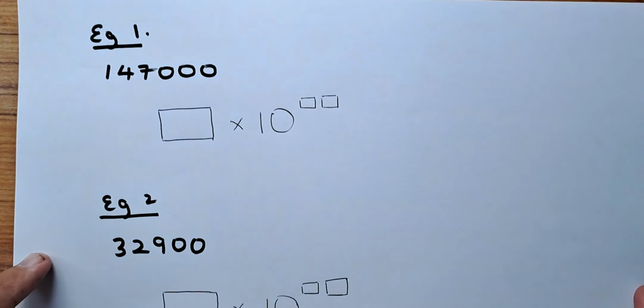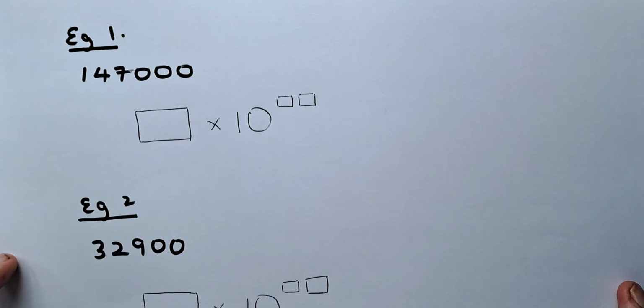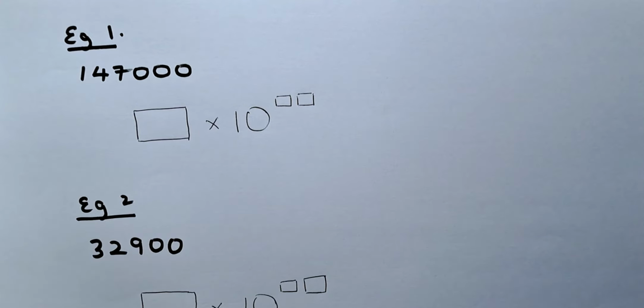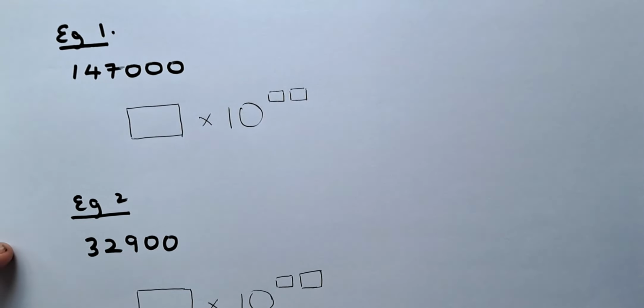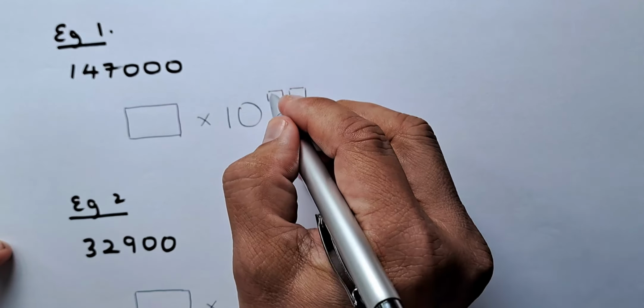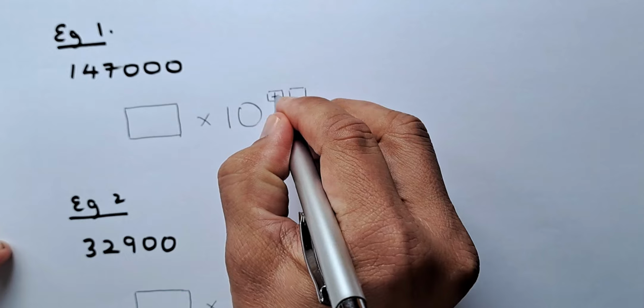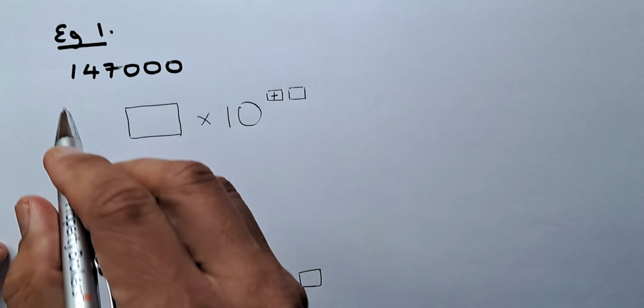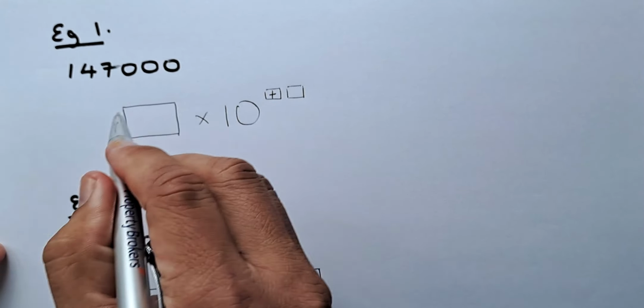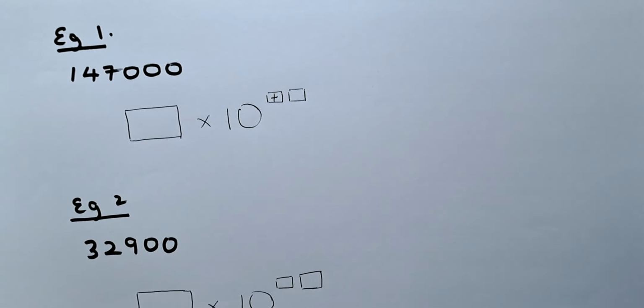Let's look at the first example, which is 147,000. What we need to do is put the sign first. Is this a big or small number? It is quite a large number. Anything more than 1 is considered a large number, so we put a positive sign here, a plus. Next, we need to convert this number so that it is between 1 and 10, a one digit number.